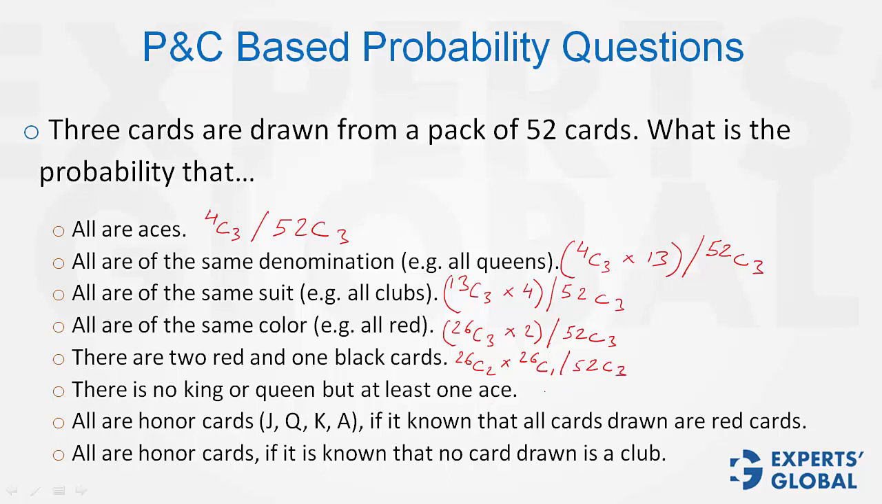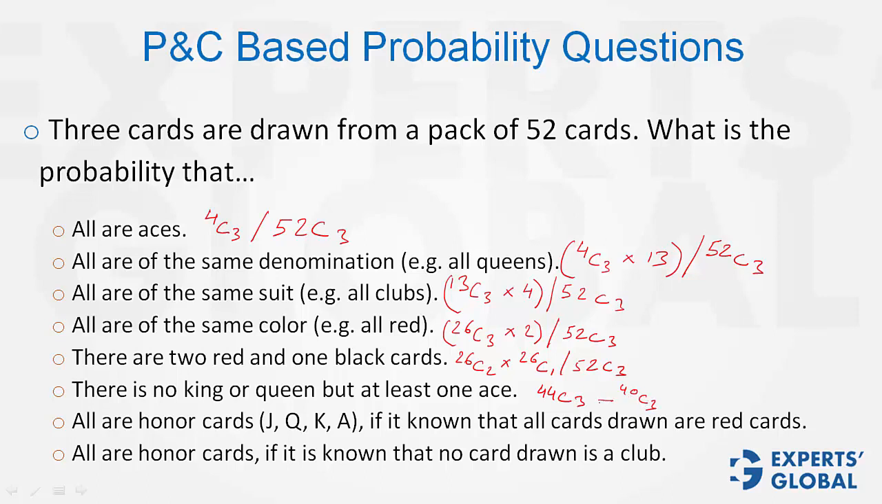Look at this one now. No king or queen, but at least one ace. So 44C3 represents the number of cases where there is no king or queen. Out of 52, I removed 8 kings and queens. So 44C3, and 40C3 would be the number of cases where there is no king, no queen, no ace.